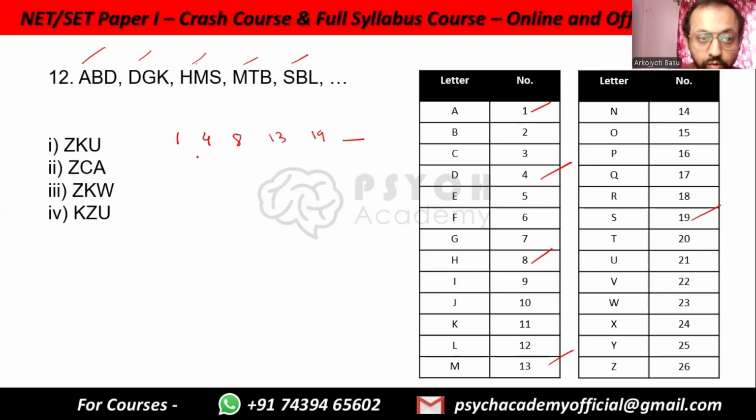So increase is happening. 1 to 4 is 3, 4 to 8 is 4, 8 to 13 is 5, 13 to 19 is 6. So 19 to whatever it is will be 7. So 19 and 7 is 26. So if it is 26, that is the last number, that is Z. So whatever our answer be, it starts with Z.